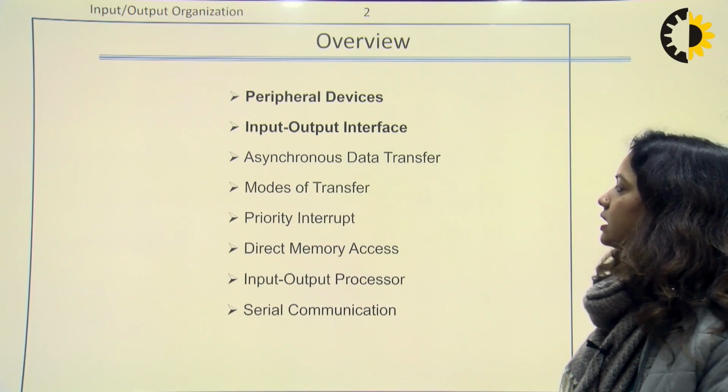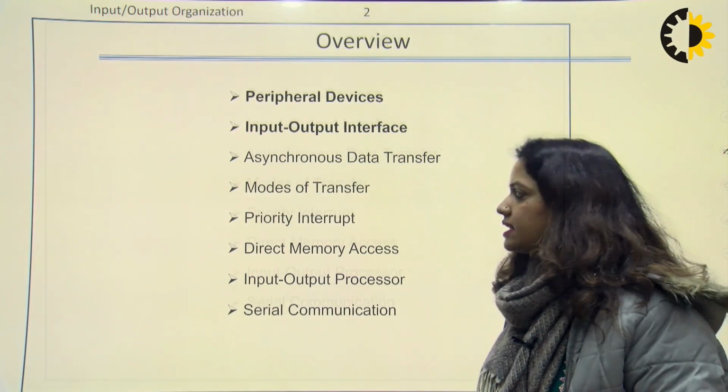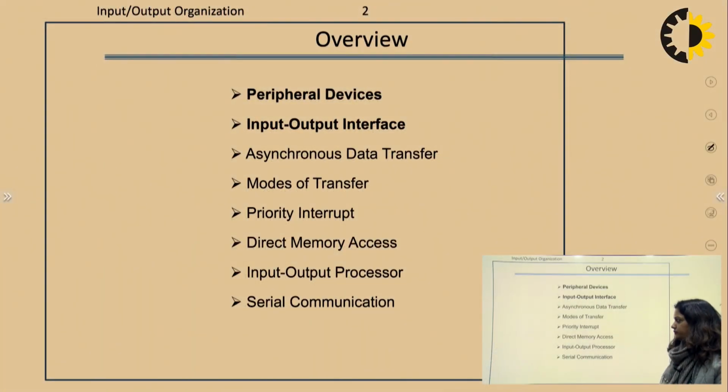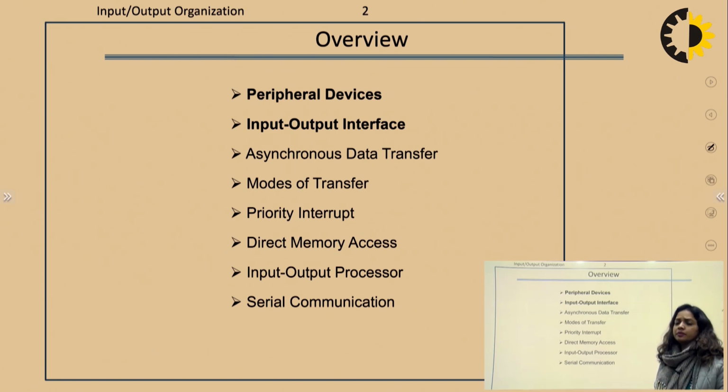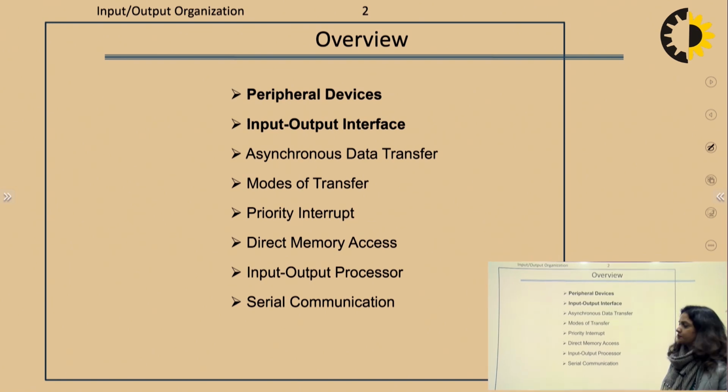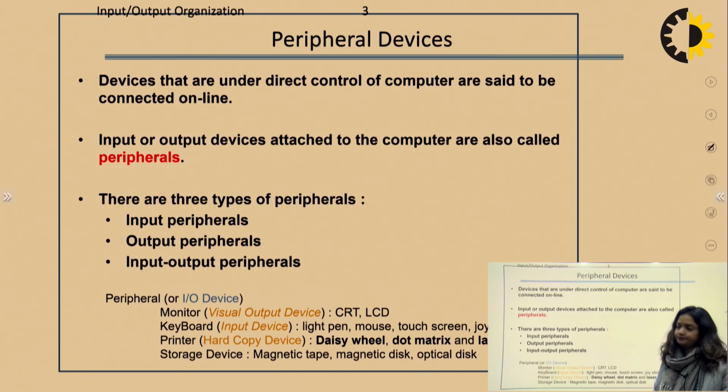Then we have types of data transmission, where we will be discussing asynchronous data transmission along with a brief description of synchronous data transmission. Then we have modes of transmission and the types of interrupt, where we will be discussing the priority interrupt. Then we have data transfer using direct memory access. And then an introduction to the input-output processor, and what serial communication is and why it is important in input-output devices.